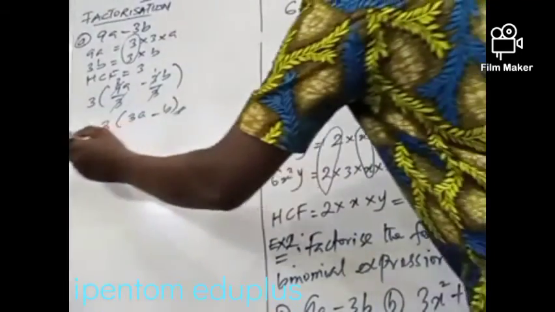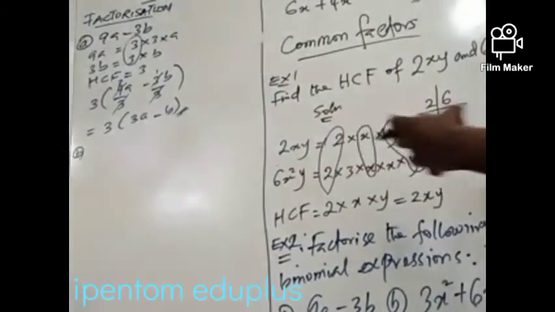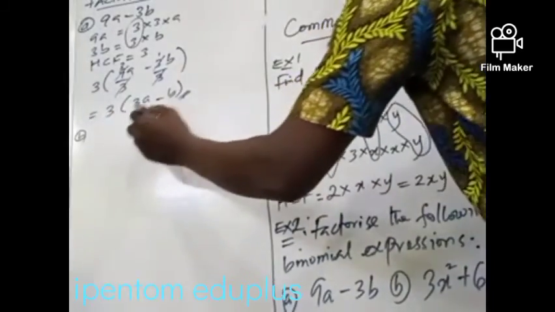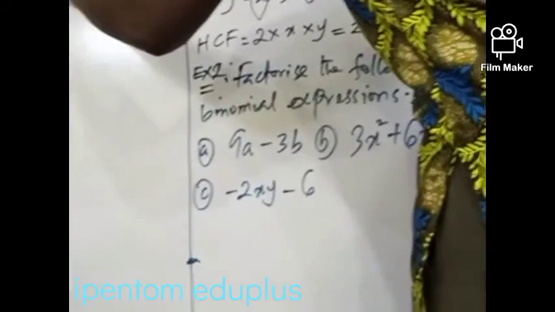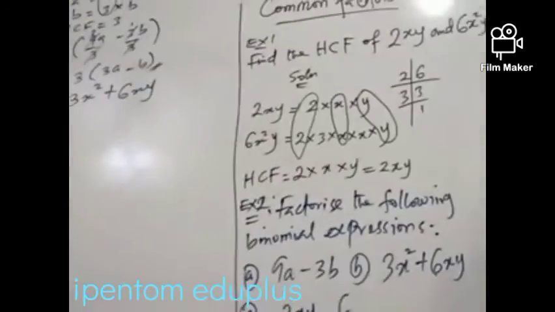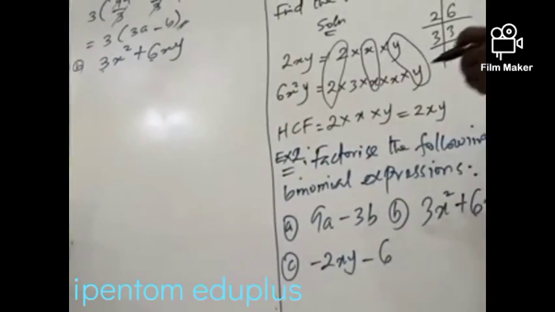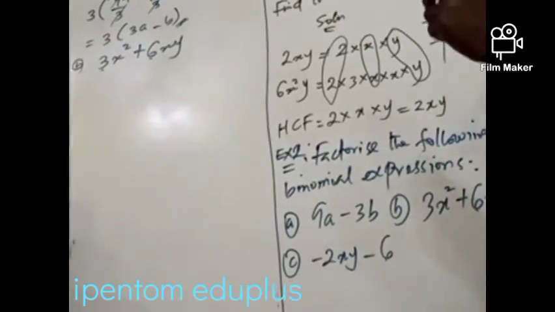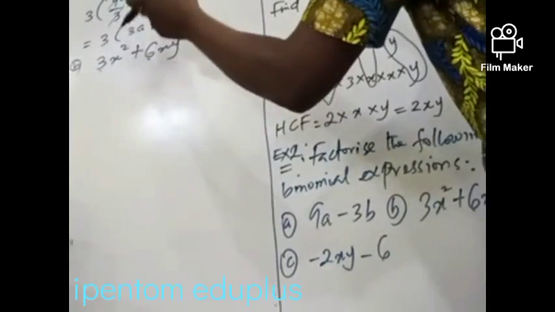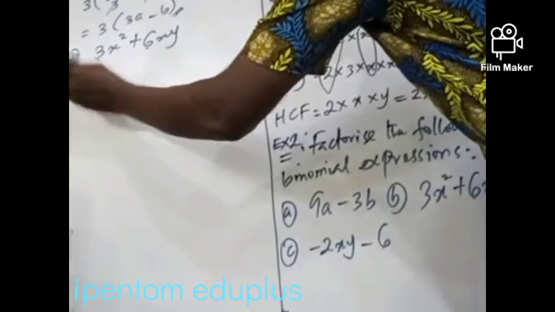The same thing is applicable to the second one. At times there are some steps that you may not need; jumping some steps is allowed because of time. For example, in the second example, we have 3x squared plus 6xy. So what do we do? We check the numbers. We have 3 here, we have 6 here. The highest number that can divide 3 without remainder is 3. Can the same 3 go in 6? Yes, 3 can go in 6. That means 3 is the highest common factor for the numbers.